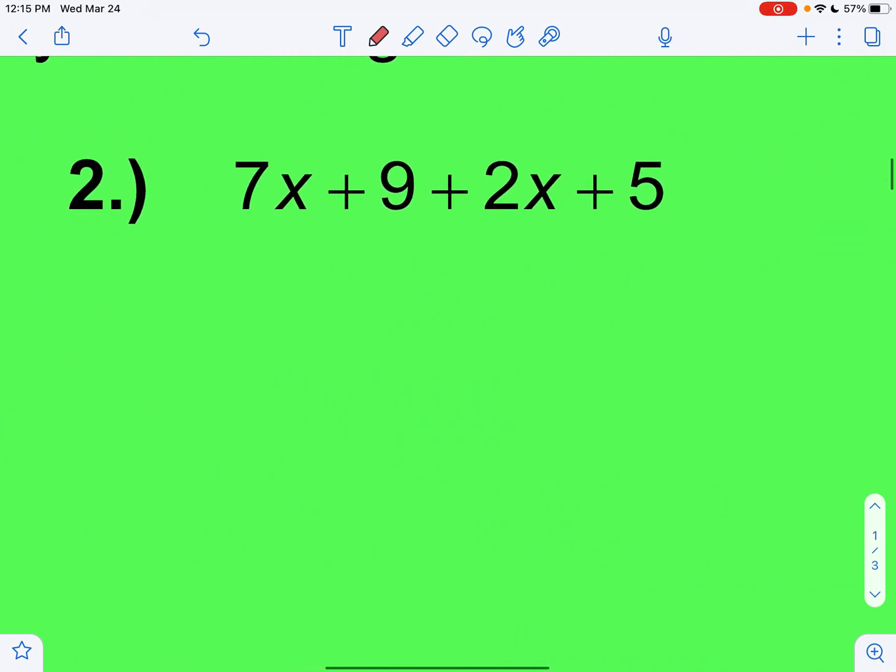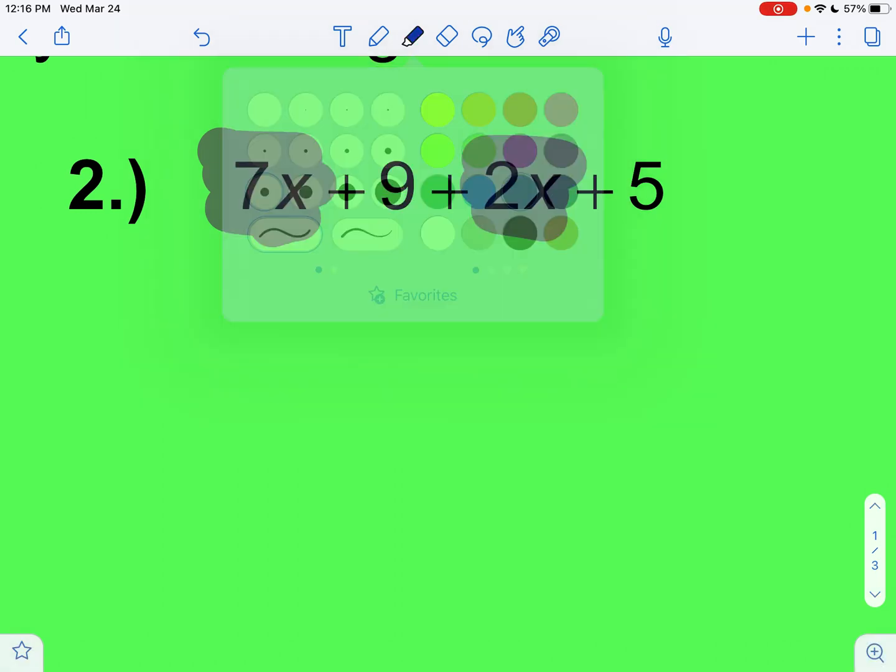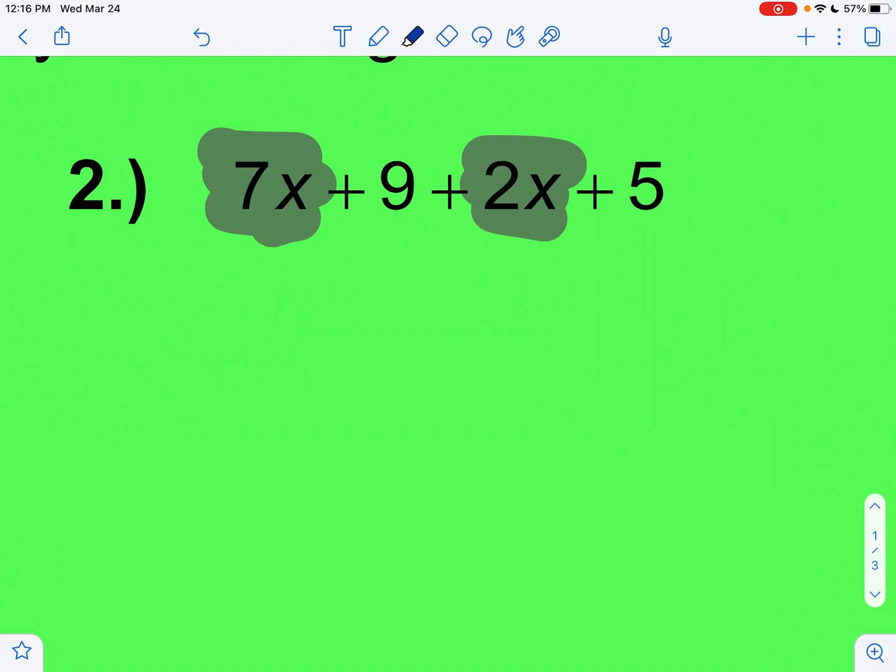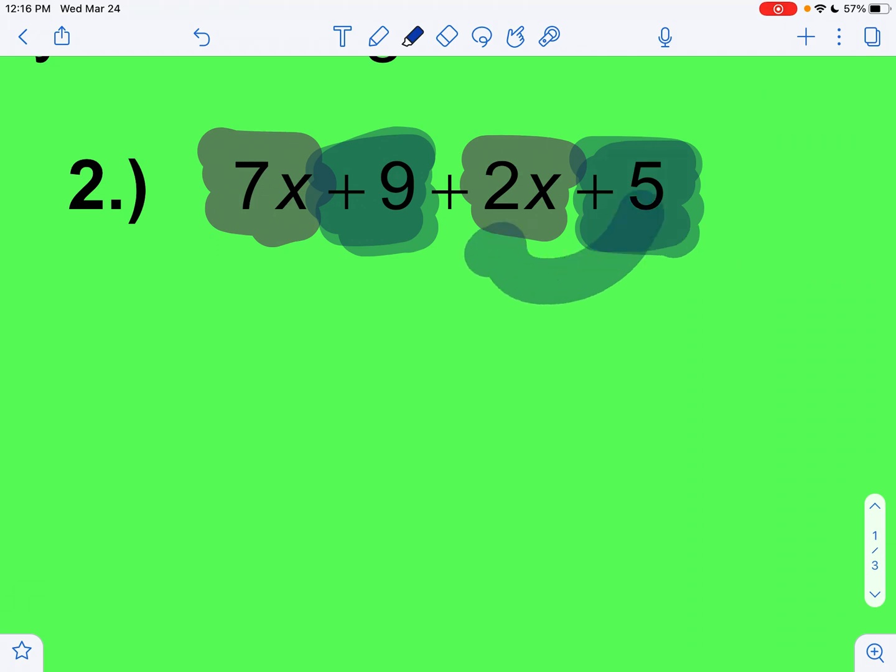Awesome, moving on to number 2. This time we have 7x plus 9 plus 2x plus 5. Let's start with our x's. Our 7x is the same as our 2x. They both have an x. Now let's change colors. Now we have a 9 and a 5. Our 9 and our 5 can be combined, but our 5 can't be combined with our 2x because it has an x on the end.